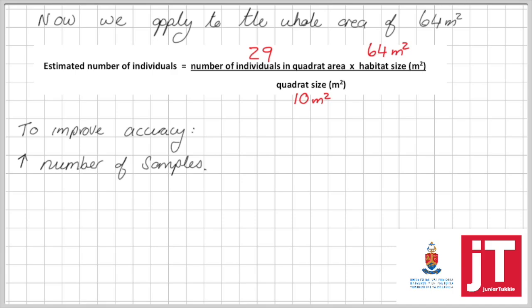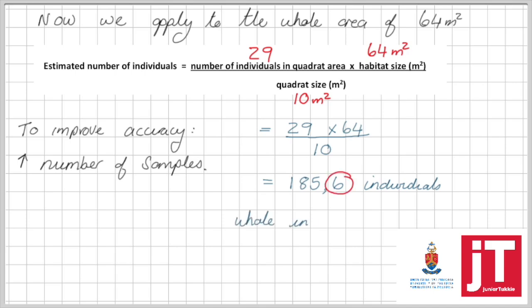But now I'm just putting in the values that I have for the investigation that I've done. So I've got 29 individuals in the quadrat area. The habitat size in square meters is 64, and the quadrat size, in other words the total size over which I've taken my sample, is 10 square meters. So now I do my calculation. I've got 29 times 64 divided by 10, and you'll see I end up with a value of 185.6.